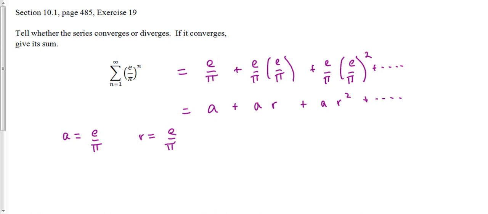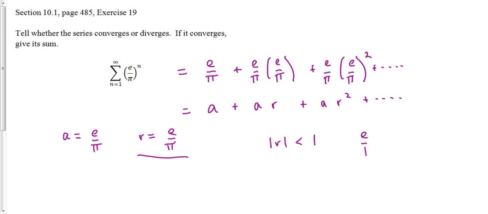So now that we've identified this as a geometric series, we need to figure out whether or not it's going to converge. And as you recall, in order for a geometric series to converge, the absolute value of r must be less than 1. So we need to ask ourselves, is e over pi going to be less than 1?